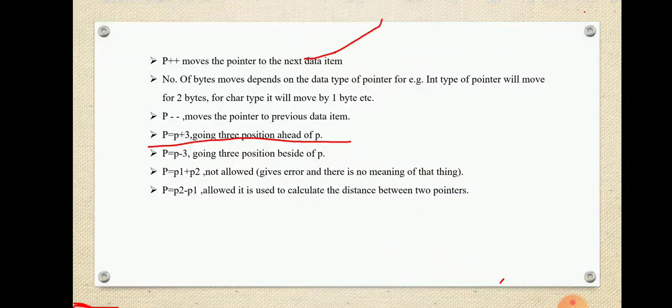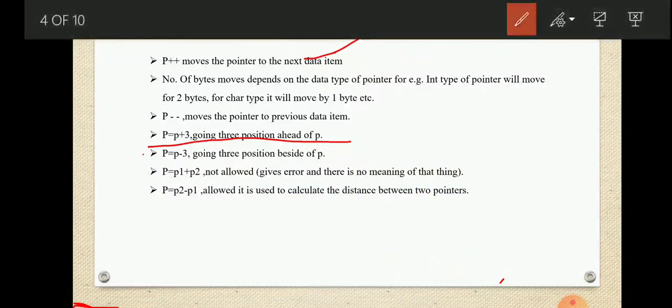Again, p is equal to p minus 3. We are doing p minus 3, which means again we are going to the beside of p, moving backward. How much again depends on the data type. Now the important point is p is equal to p1 plus p2.